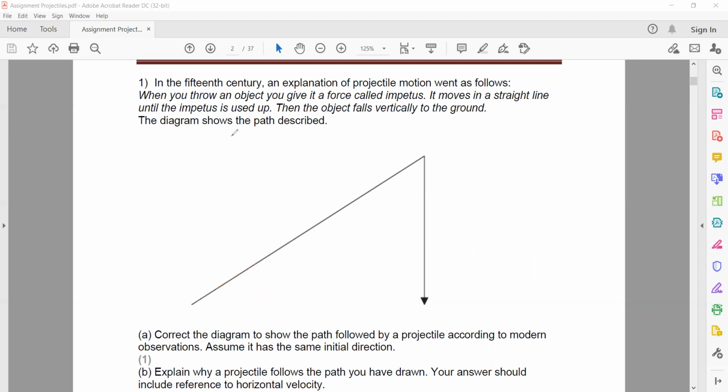Look, in this question, the first part they're saying this is a projectile motion which is represented in the 15th century. But correct the diagram to show the path followed by a projectile according to modern observation. So according to modern observation, if we launch a projectile at a certain angle, which path will it follow? It will follow a parabolic path, a parabolic curve that is followed by an object which undergoes a projectile motion.